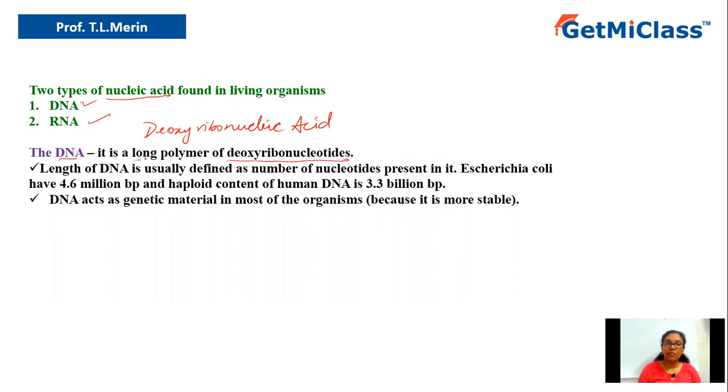So it is a long polymer. Polymer means it consists of many units of deoxyribonucleotides. The length of the DNA is usually defined by the number of nucleotides present, since DNA is a chain of nucleotides. For example, in E. coli cells there are about 4.6 million base pairs, and the haploid content of human DNA is about 3.3 million base pairs.